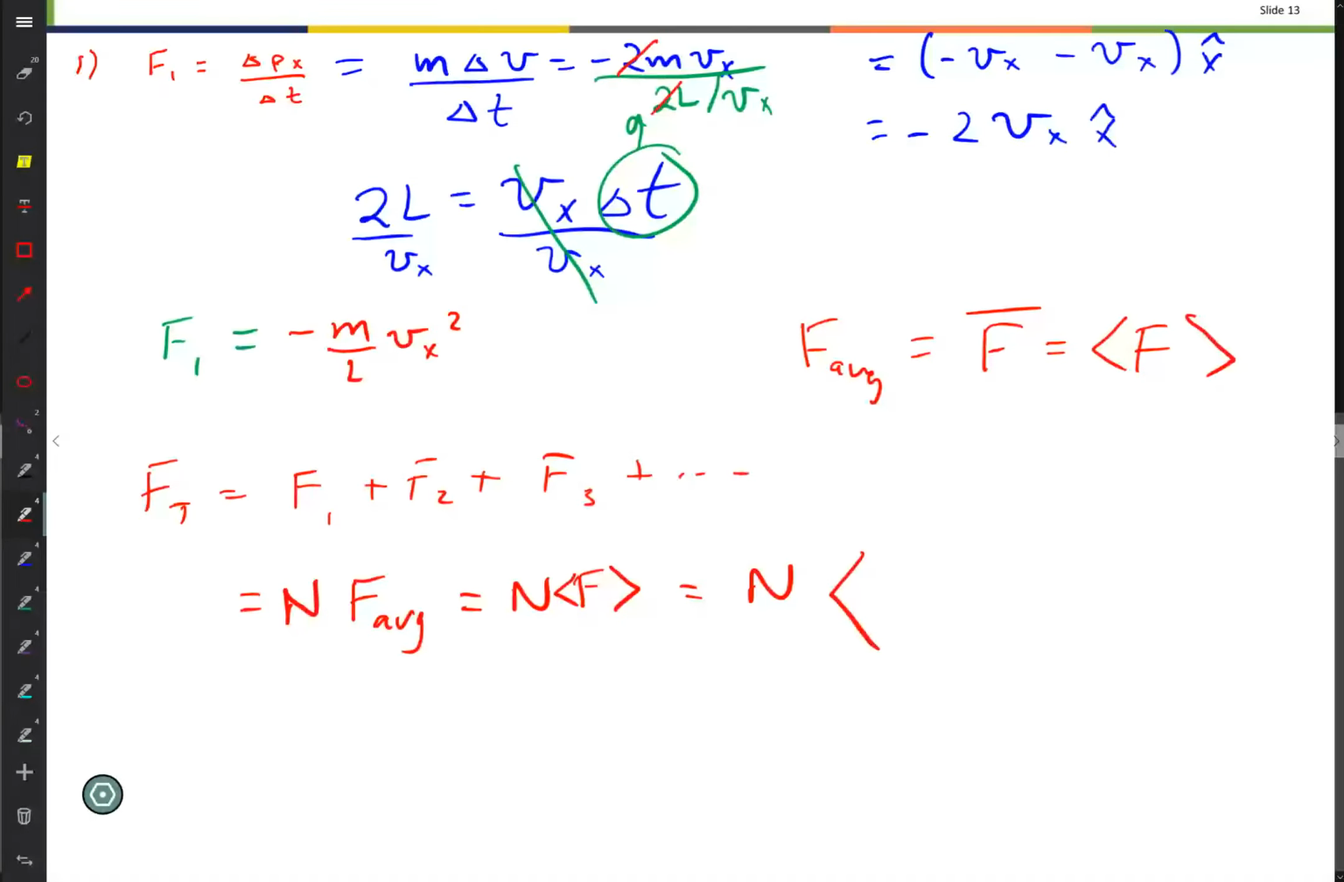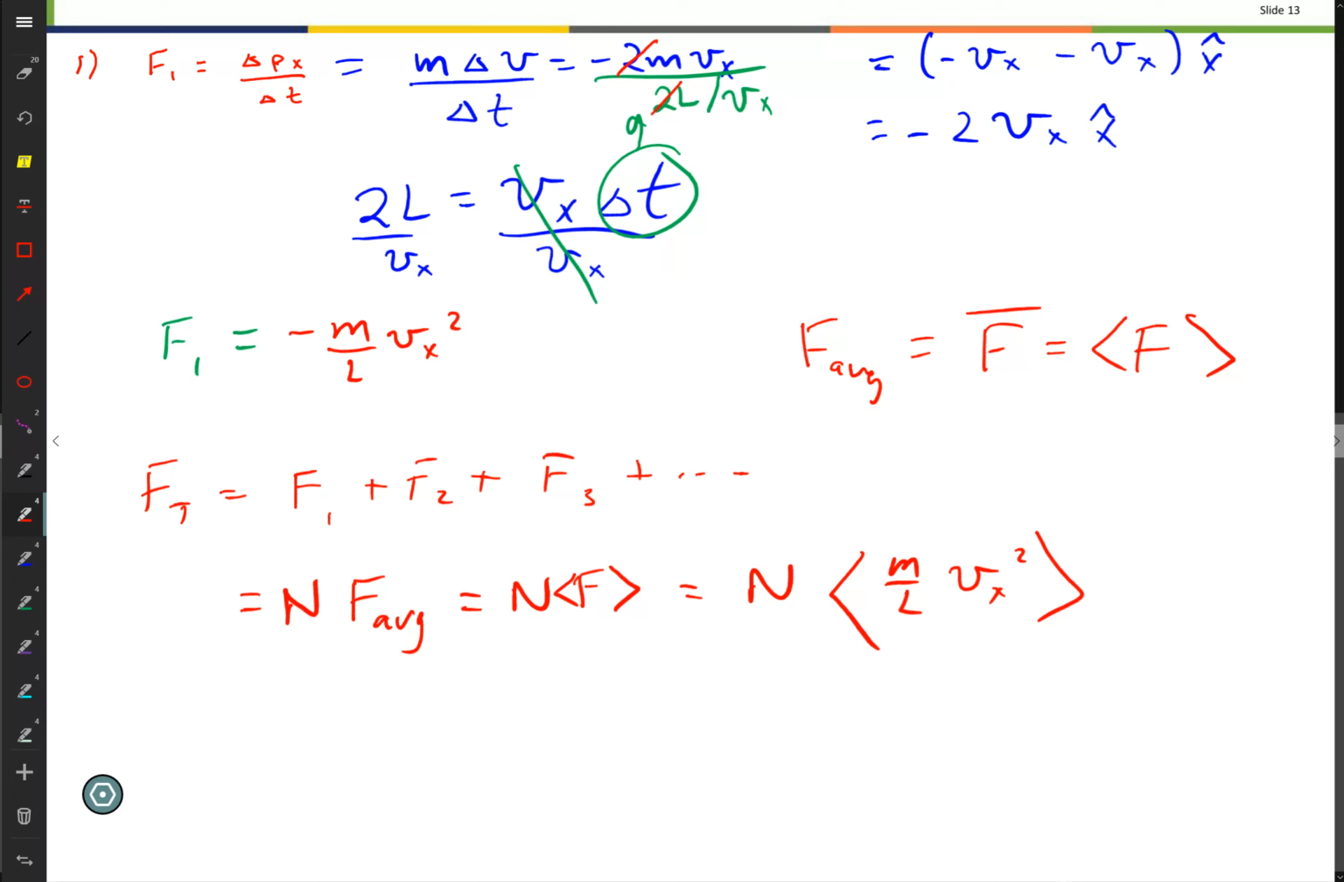I only care about the magnitude this time. What does that minus sign mean in my force? It means it's in the minus x direction. Well, I just care about the magnitude of force. I already know the direction it's going to have to be, going into the container. So I'm just going to drop the minus sign, and I'll have m over L Vx squared.